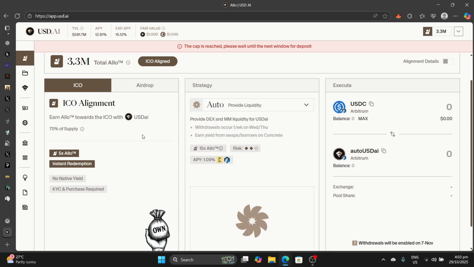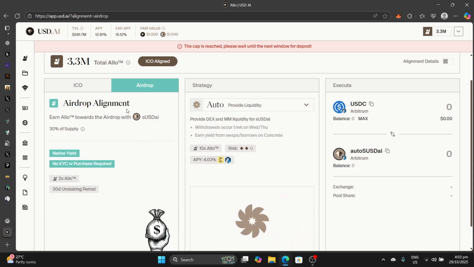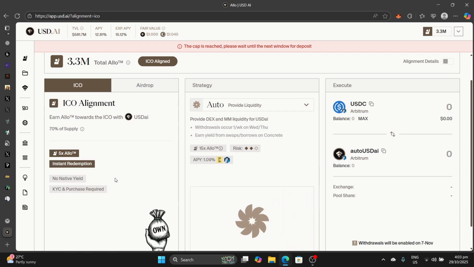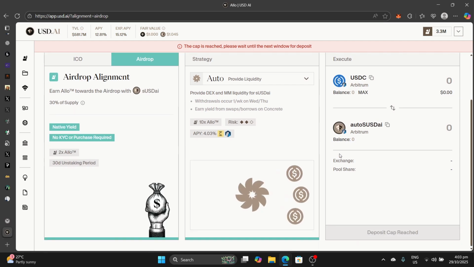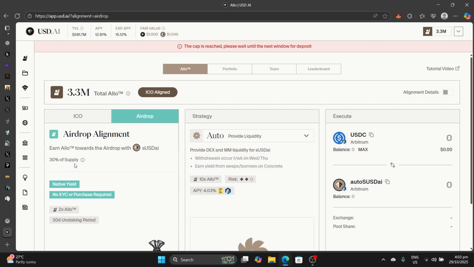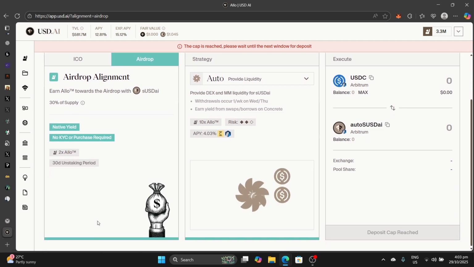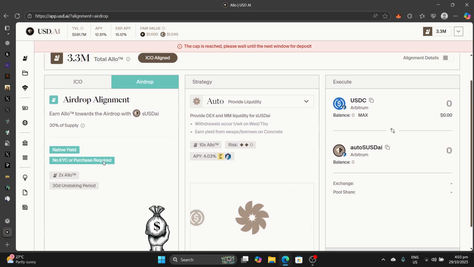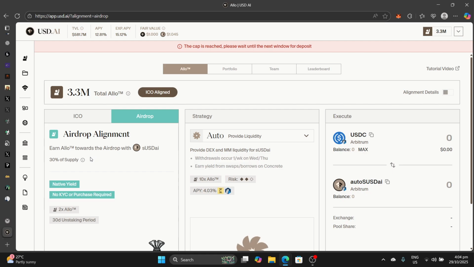Okay, so now if you click here to airdrop, you will see that there is also the airdrop category. 2x allo, 30-day staking period. Just a moment. I don't know what that means, 30-day staking period. I don't know if it refers to the airdrop allocation. I'm not sure. But 30-day, 30%. Okay. So anyway, you get the gist.